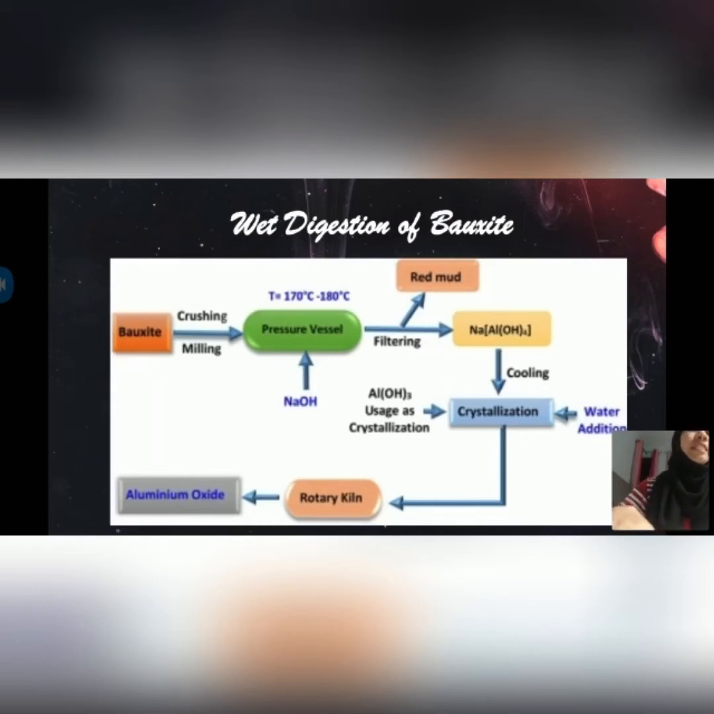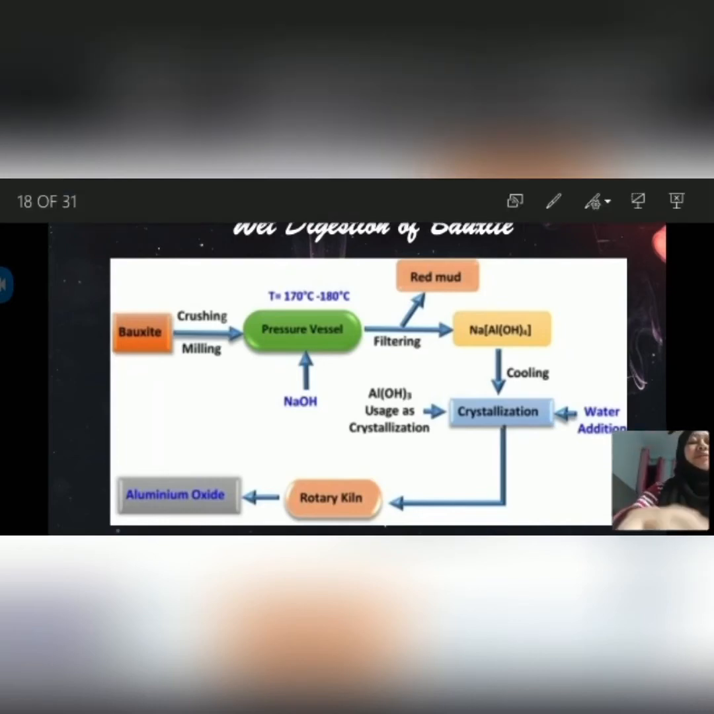The first step is the digestion, where the bauxite ore is digested with sodium hydroxide in an autoclave to produce sodium aluminate. The second step is the clarification, where the undissolved solid impurities are filtered from the solution. The undissolved solid impurities are known as the red mud. The third step is the precipitation, where the crystals of aluminium hydroxide are recovered. The cooling process happens so that the crystals of aluminium hydroxide grow and aggregate.